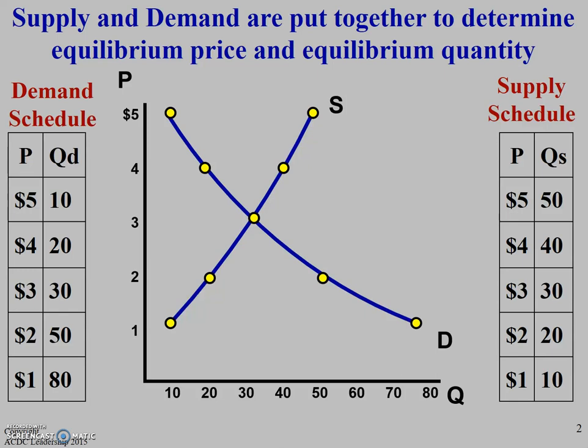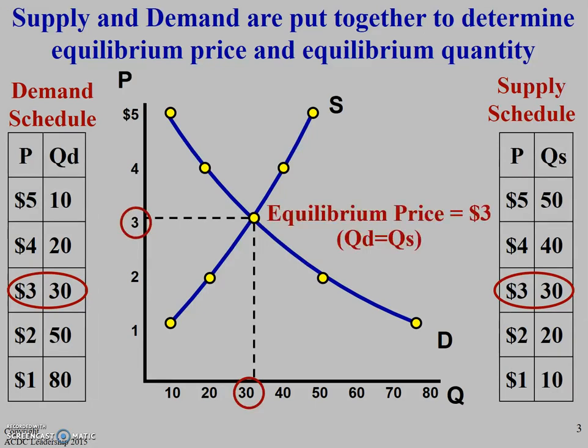So how do we figure out our equilibrium? Well, we look at where the intersection is between the supply and the demand curve, and we can see that it's at $3, and it's at the quantity of 30. We look over on our demand schedule and supply schedule, and we can see that that's accurate. At $3, we have a quantity demanded of 30, and on the supply schedule, at $3, we have a quantity supplied of 30. Therefore, we know that our equilibrium price is $3, and our equilibrium quantity is 30.